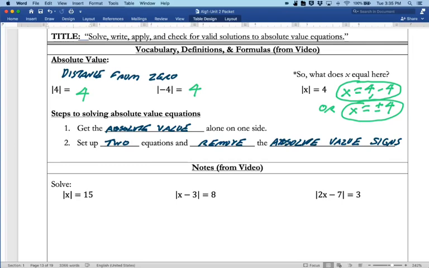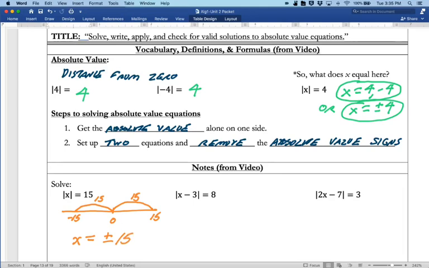So let's put this into action. We're going to solve these three that you see here. The absolute value of x is equal to 15. Think of two numbers that are 15 away from 0. On a number line, here's 0. There's a number to the right of 0 that's 15 away, and a number to the left of 0 that's 15 away, namely 15 and negative 15. So x is equal to plus and minus 15.